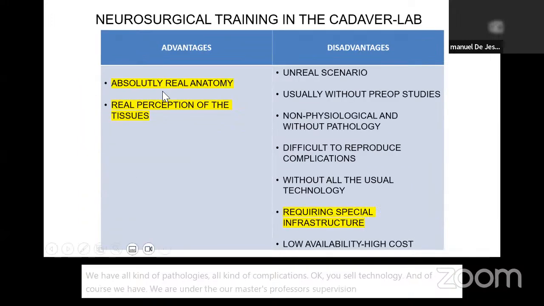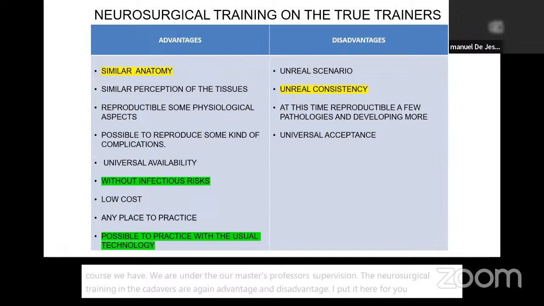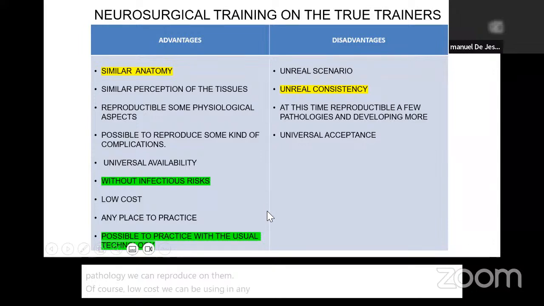The neurosurgical training in the cadavers has, again, advantages and disadvantages. I put it here for you, okay? Again, with the training models, advantages and disadvantages, okay? We need a similar anatomy, okay? It's a big advantage. We don't have infectious risk. It's possible to practice any kind of pathology we can reproduce on them. Of course, low cost. We can use them in any place. We can even take them on a plane for practicing in another country.